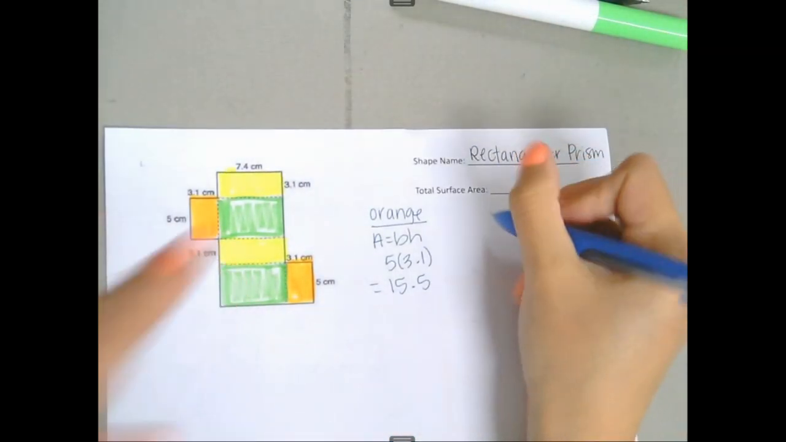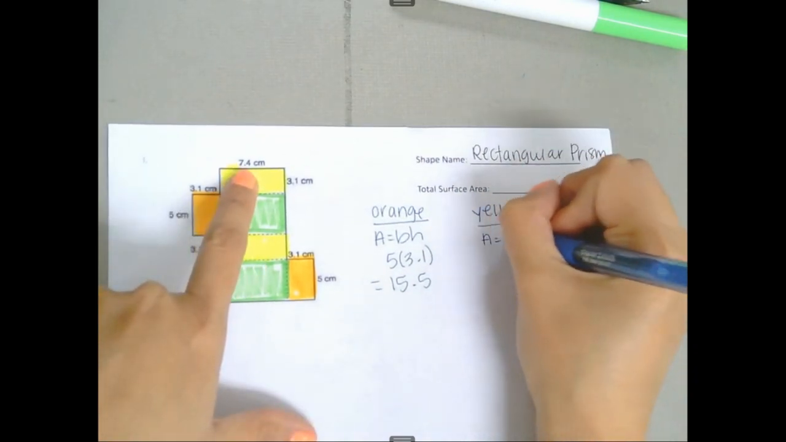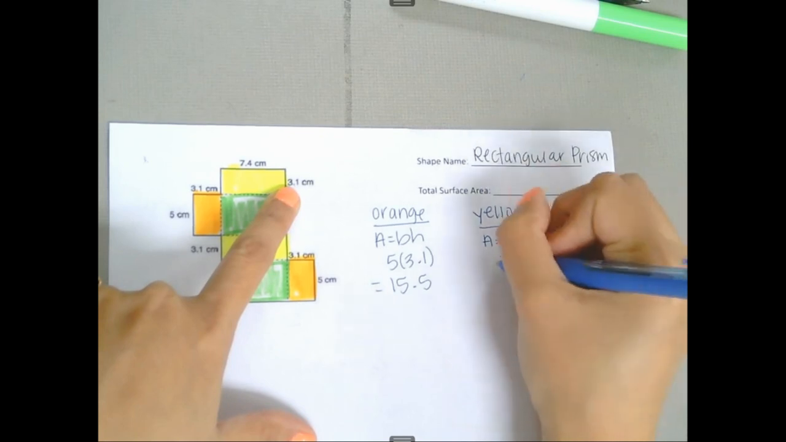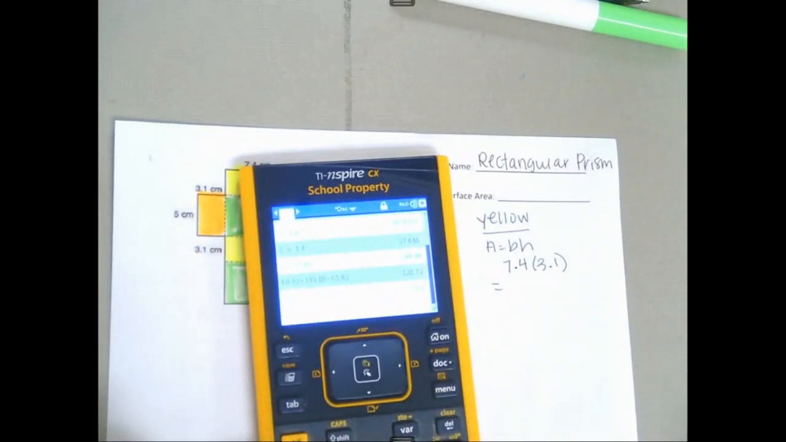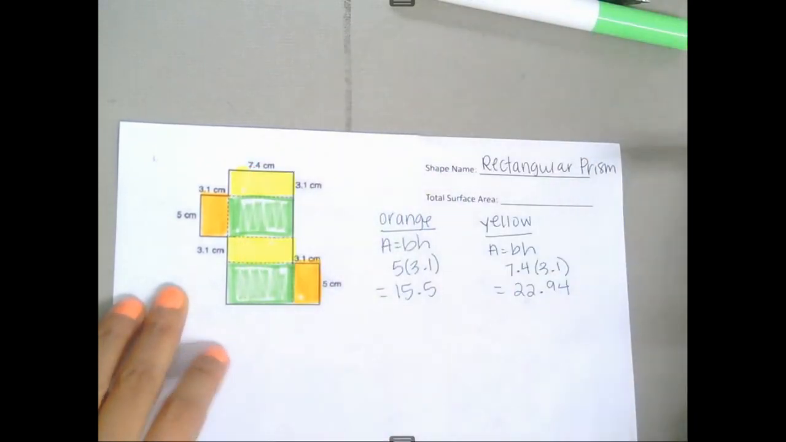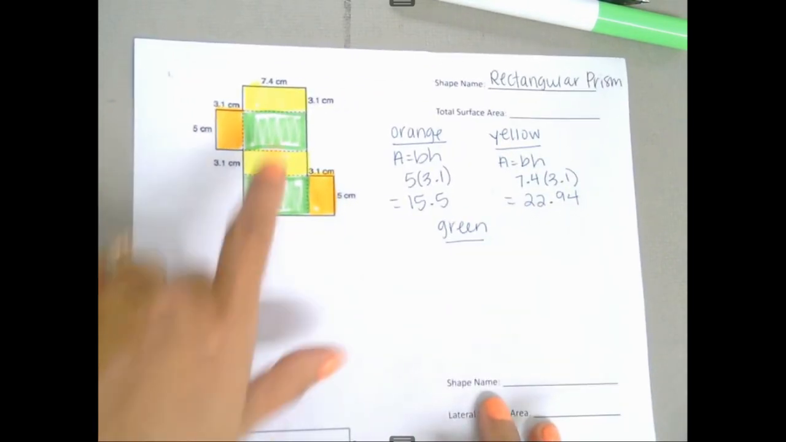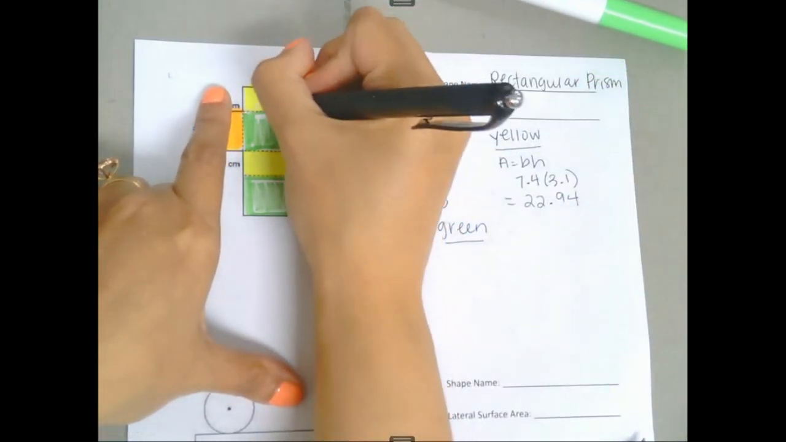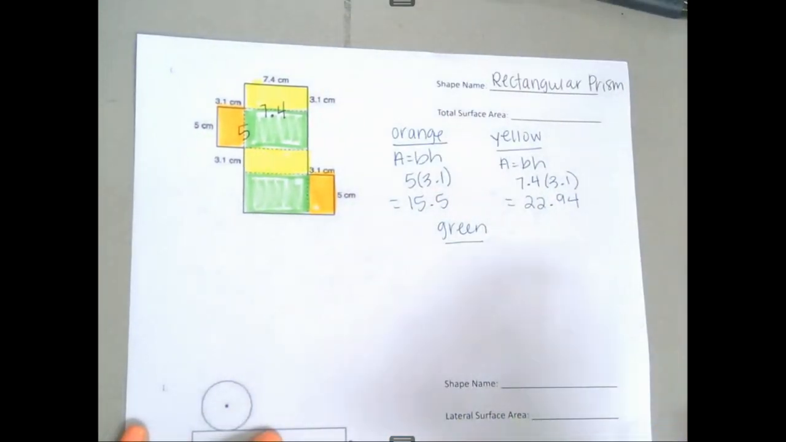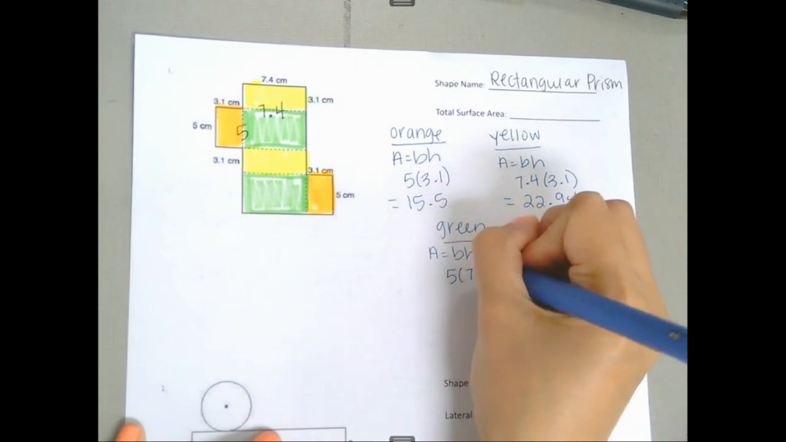On my yellow rectangle, that's going to be area equals base times height, or 7.4 times 3.1. And then I have my green, which, okay, so if this is a rectangle, 7.4, this is also going to be 7.4. And if this is 5, then that side will be 5. So area equals base times height. So 5 times 7.4.